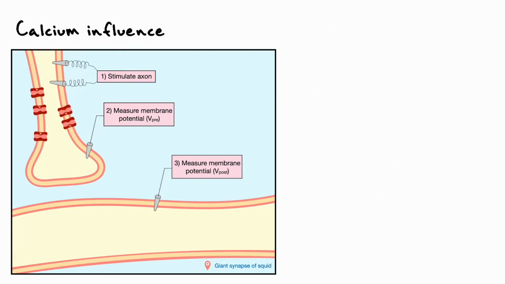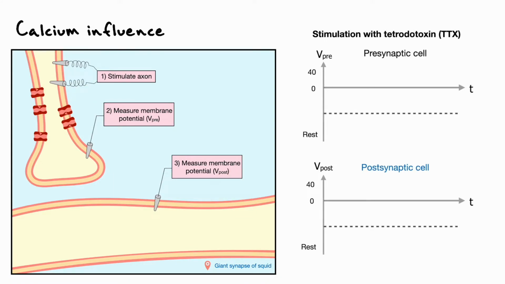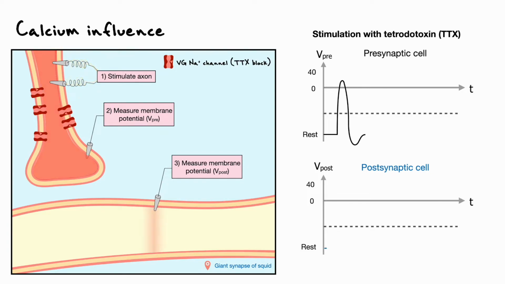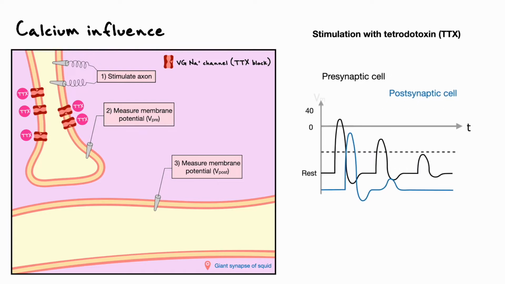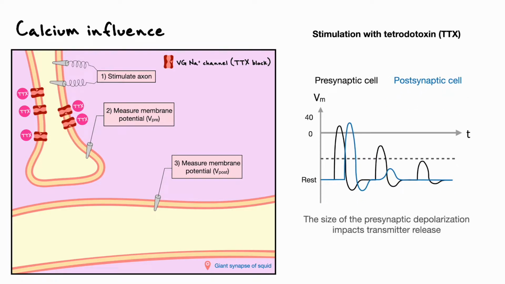The same experiment can be performed in the presence of tetrodotoxin or TTX. Remember that TTX is a toxin that blocks voltage-gated sodium channels and thus impacts the action potential of the presynaptic cell. In this setup, what the experimenters have noticed is that in successive action potentials, the amplitude of both the presynaptic action potential and the postsynaptic excitatory postsynaptic potential gradually decrease as the effects of TTX get stronger. This result entails that the size of the presynaptic depolarization influences the postsynaptic response.